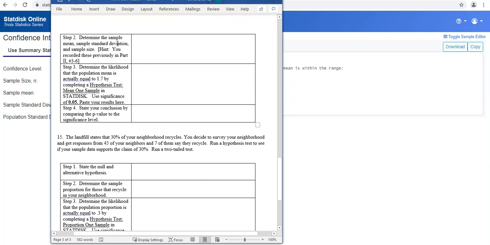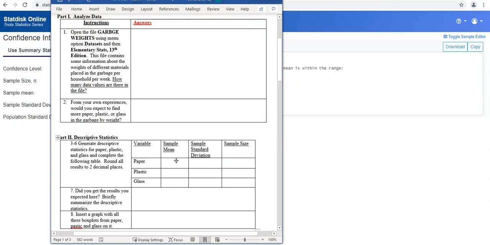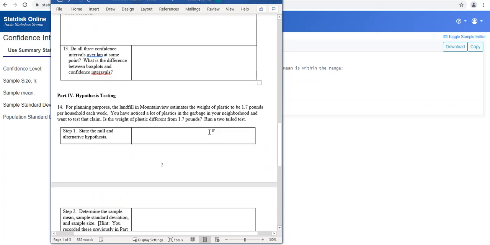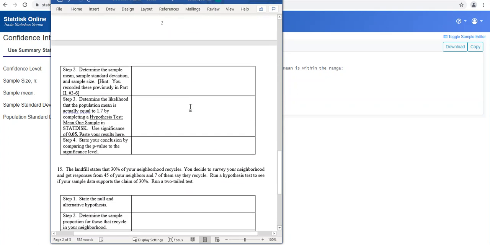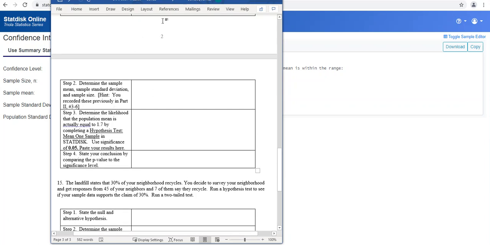Now determine sample mean and standard deviation and sample size, which you've already done. Okay, you've already done that. And that's up in your table up here. You already did that stuff. And then determine the likelihood that the population mean is equal to 1.7 using a hypothesis test, mean one sample, 5% level of significance. So let's go and look at that.